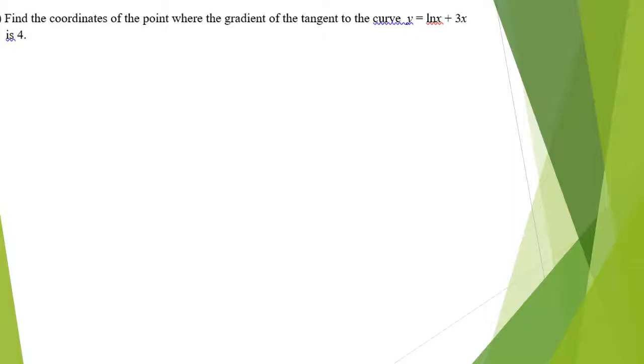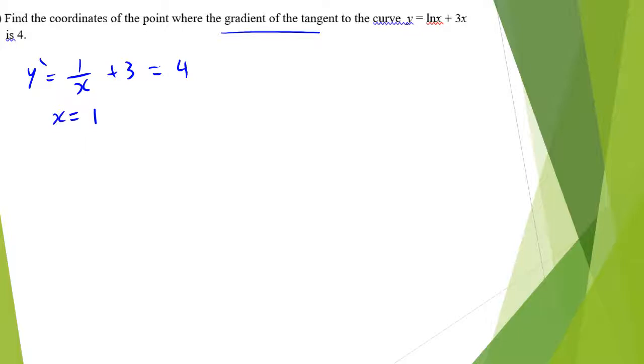Next question, find the coordinate with the gradient of the tangent. The moment you read the gradient of the tangent and you are doing a differential equation paper, you will have to differentiate 1 over x plus 3. This is the gradient, so you make it equal to 4. Rearrange, you'll end up with x equal to 1.